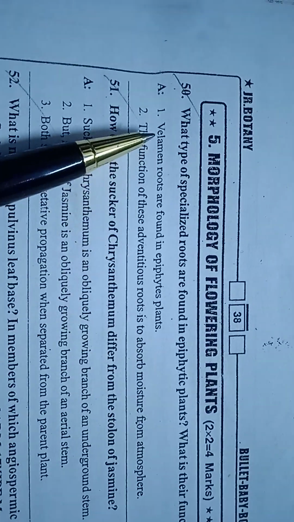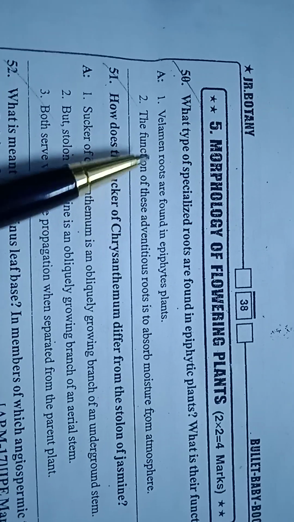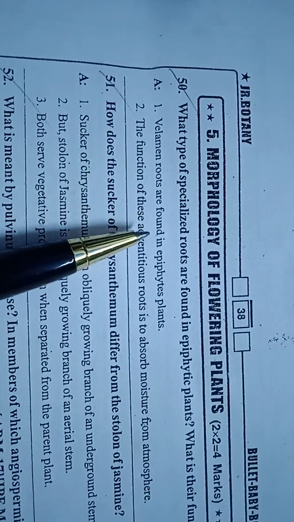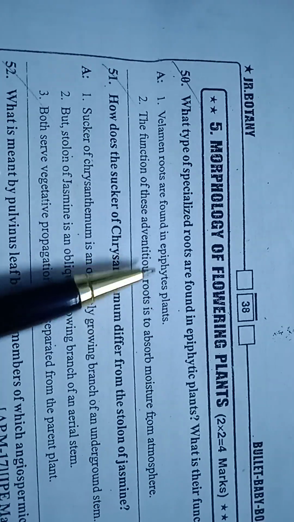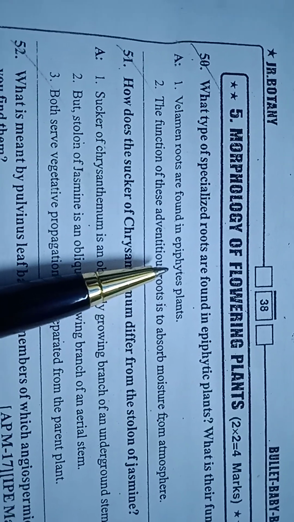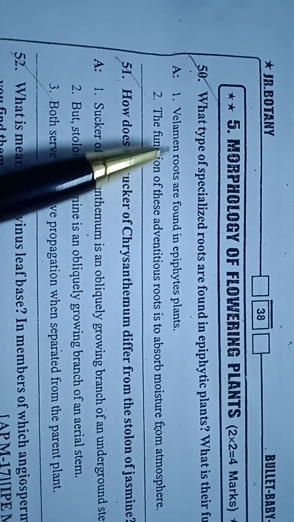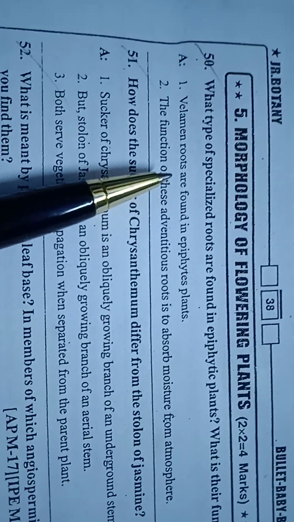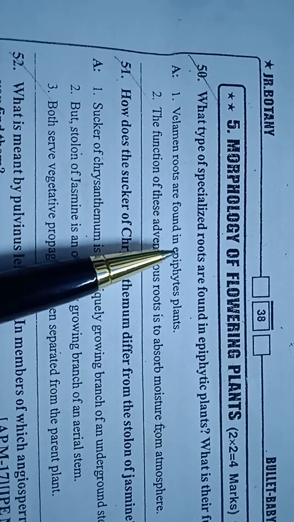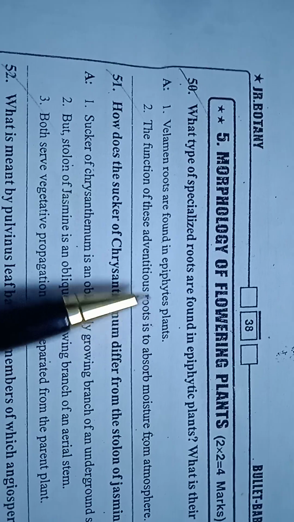So we will go to the first point. Velamen roots are found in epiphytic plants. Velamen roots are the roots found in epiphytic plants. Epiphytic plants grow on another plant and not on the soil. They take the help of another plant to grow.